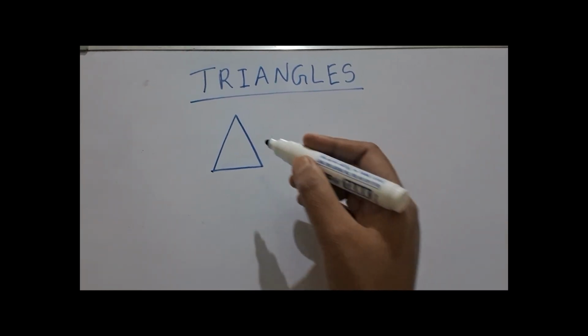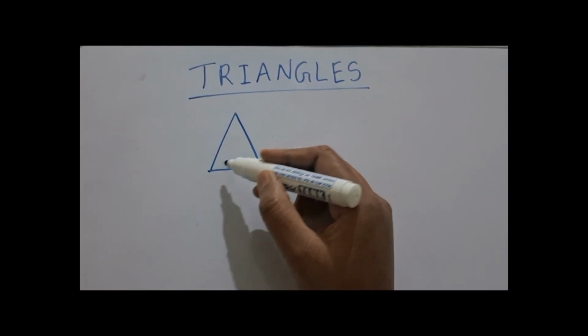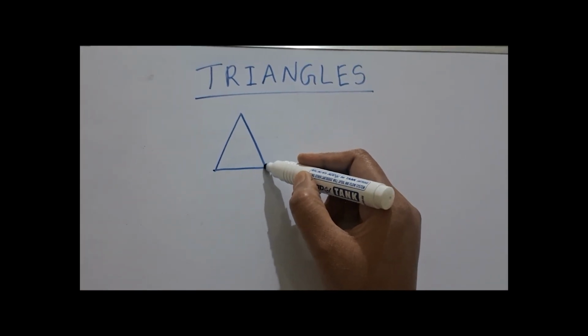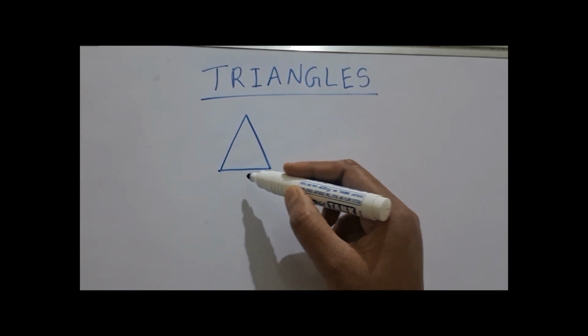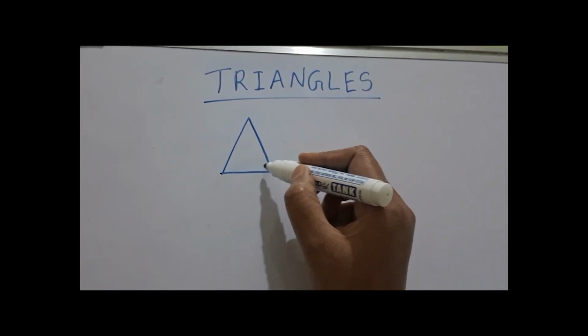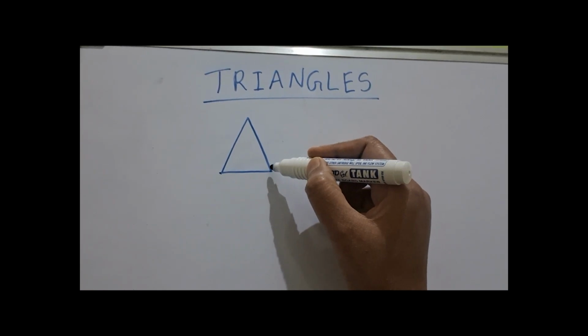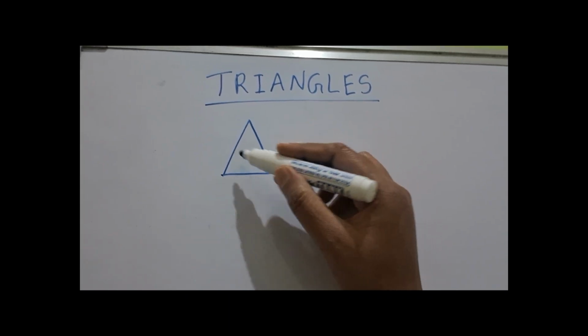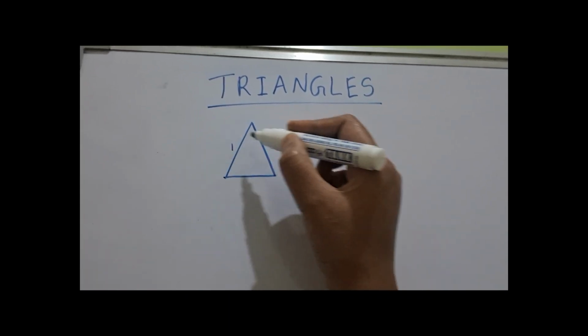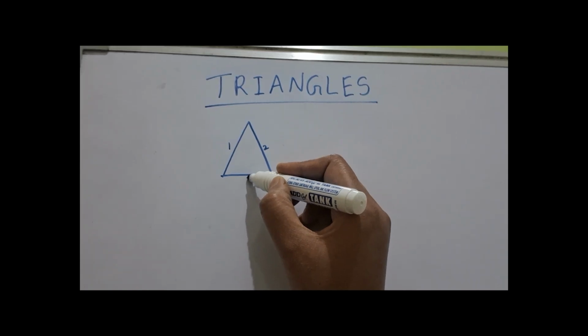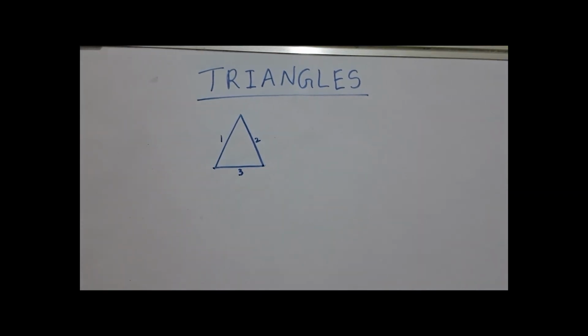Okay children. So here we can see that this is a triangle because it is a simple closed curve which is made by only line segments. So it is a polygon which is having 3 sides. This is the first side, this is the second side, and this is the third side.